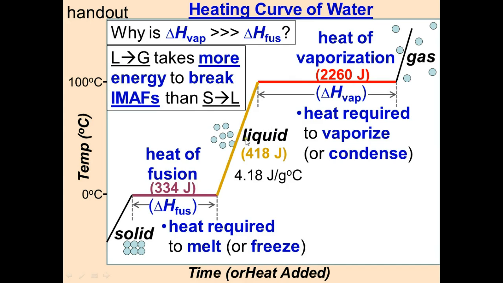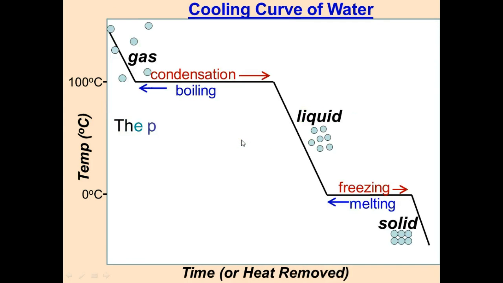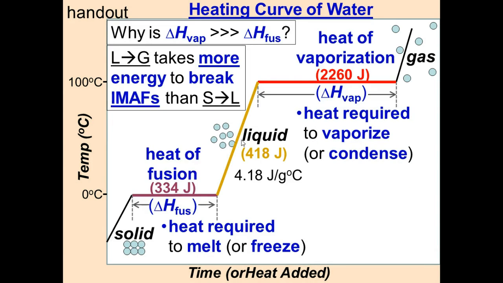But if we're going from solid to liquid, liquid still has some IMFs, so we don't have to break off all of them. So that's why it takes less energy, but we still have to break some. So that's why we have a phase change line.